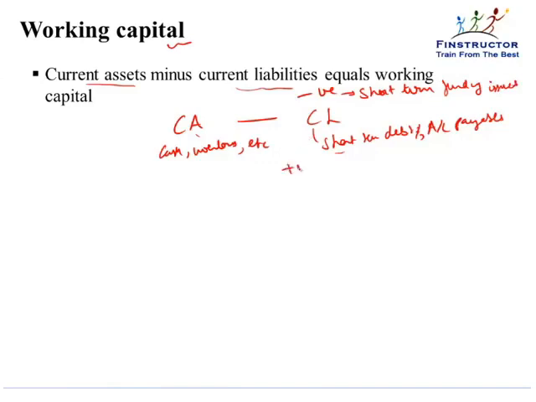If this number was too high, that means current assets were very high, current liabilities were less. Too high a number for the working capital implies that we are either sitting on too much cash or too much inventories, or our receivables are very high. That means our assets are not being properly utilized. It's not a healthy thing to be sitting on a lot of cash and not investing it.